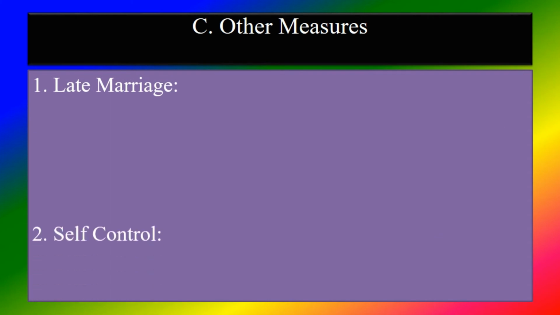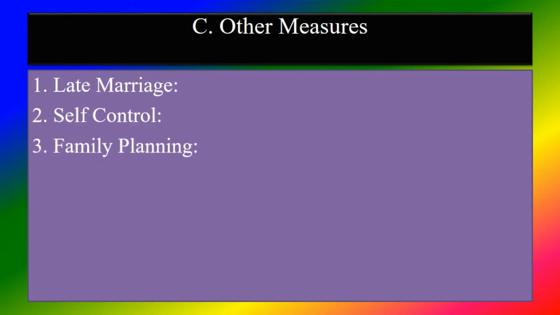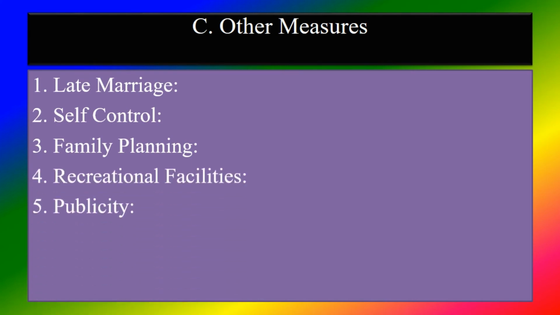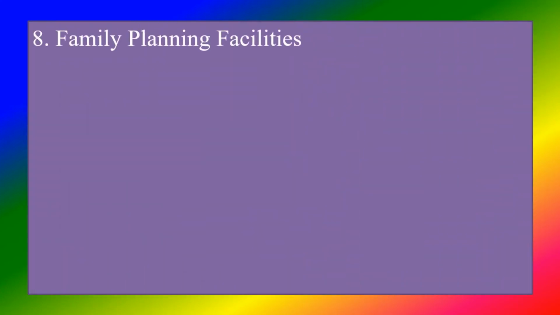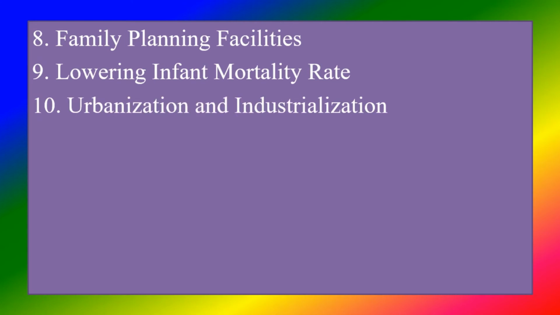First, late marriage. Second, self control. Third, family planning. Fourth, recreational facilities. Fifth, publicity. Sixth, incentives to control population. Seventh, employment to women. Eighth, family planning facilities. Ninth, lowering infant mortality rate. 10, urbanization and industrialization should be balanced.